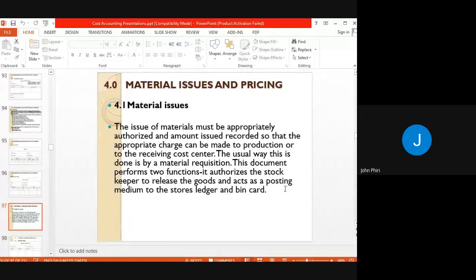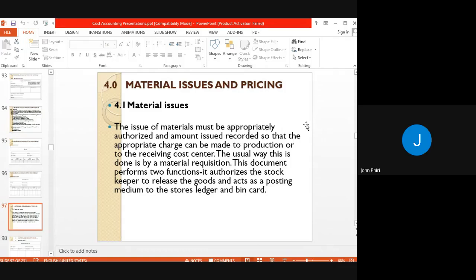Anyway, let's continue where we ended. You can still see now? Yes, sir. I'm presenting? Okay, what I'm sharing. Now, we wanted to talk about issuing of materials and how we can do the pricing of those materials that we are issuing.